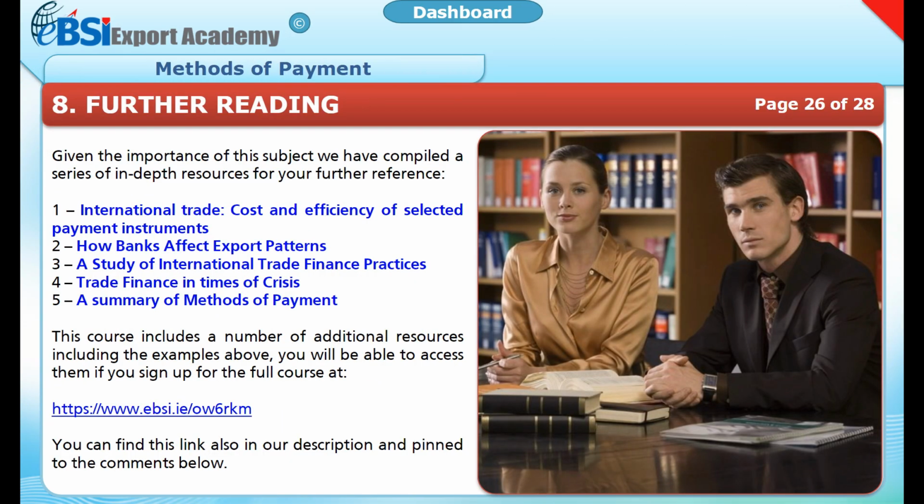Given the importance of this subject, we have compiled a series of in-depth resources for your further reference. 1. International trade, cost and efficiency of selected payment instruments. 2. How banks affect export patterns. 3. A study of international trade finance practices. 4. Trade finance in times of crisis. 5. A summary of the methods of payment.